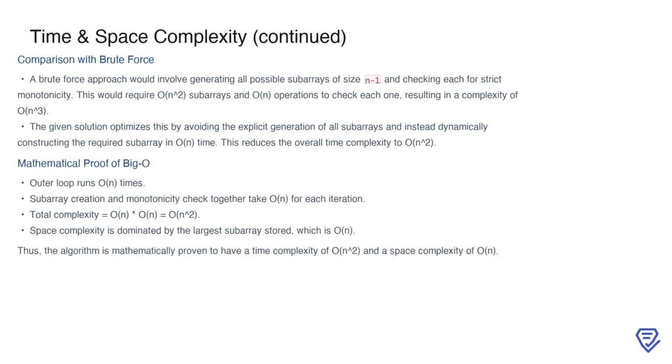To mathematically verify our big O analysis, the outer loop runs n times, and for each iteration, subarray creation and monotonicity checks together take O(n). Thus, the total time complexity is n times n, resulting in O(n squared). Similarly, the space complexity is determined by the largest subarray stored, which is O(n). Therefore, the algorithm is proven to have a time complexity of O(n squared), and a space complexity of O(n).